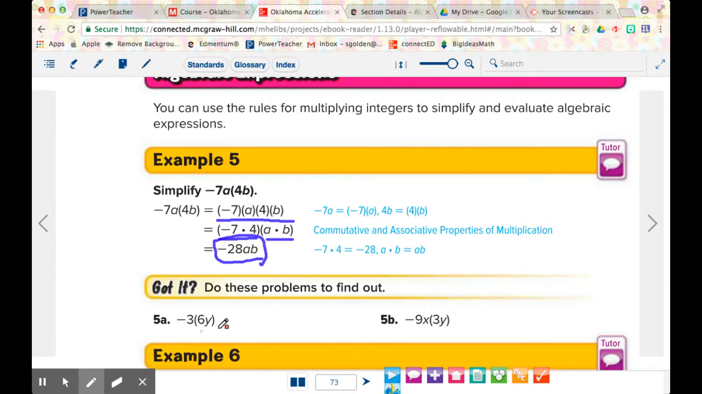Okay, so on 5a and 5b, you're going to try those. Remember, you're not going to get one final answer because we don't know what y or x are. So they're still going to be in your answer. So I want you to pause the video and try 5a and 5b, and then I'll work them out for you.